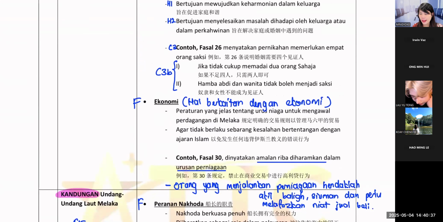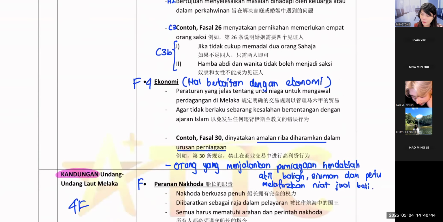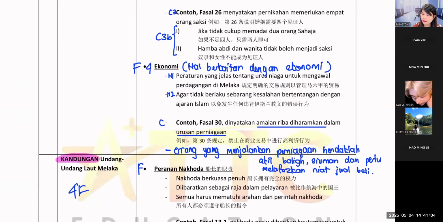Okay, now, next. Economy is fakta 4. So after fakta 3, fakta 4. Again, peraturan yang jelas tentang urus niaga ya untuk mengawal perdagangan di Melaka. And at the same time, agar tiada sebarang kesalahan bertentangan dengan ajaran Islam. At the same time, contoh pasal 30 and B.